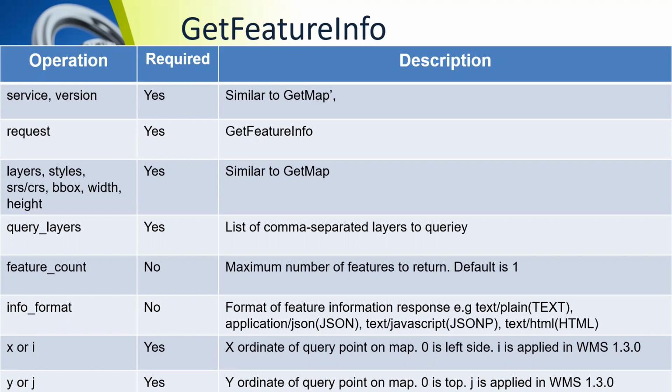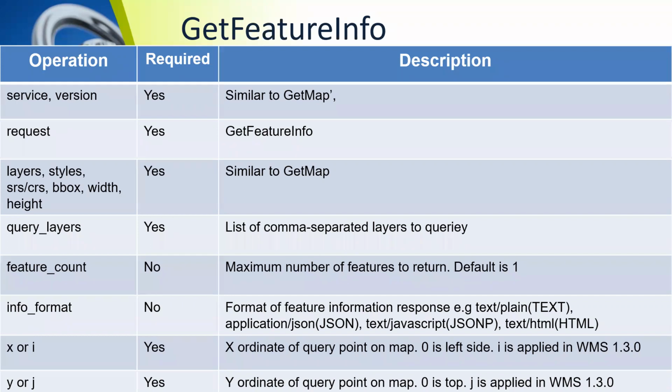Text HTML. Then we have two parameters, the X and the Y. When there are two, we call them coordinates. Now you have to specify each coordinate. You have to specify the X coordinate, and this is mandatory, of a query point on the map. As it says, 0 is the left side, so 0 is the border, or you can think of it as a line on the left side. Then we have the I, which is applied in WMS 1.3, so it is not going to work in 1.1 or 1.0. Then we also have the Y.